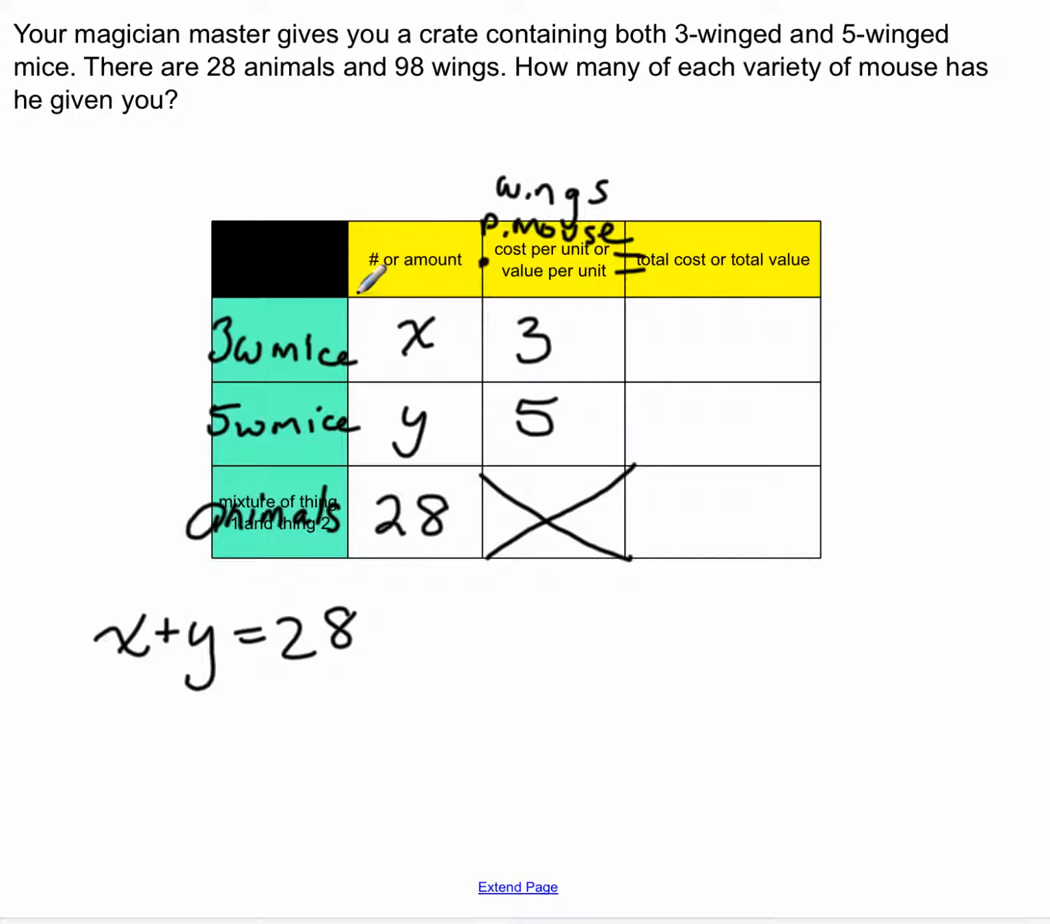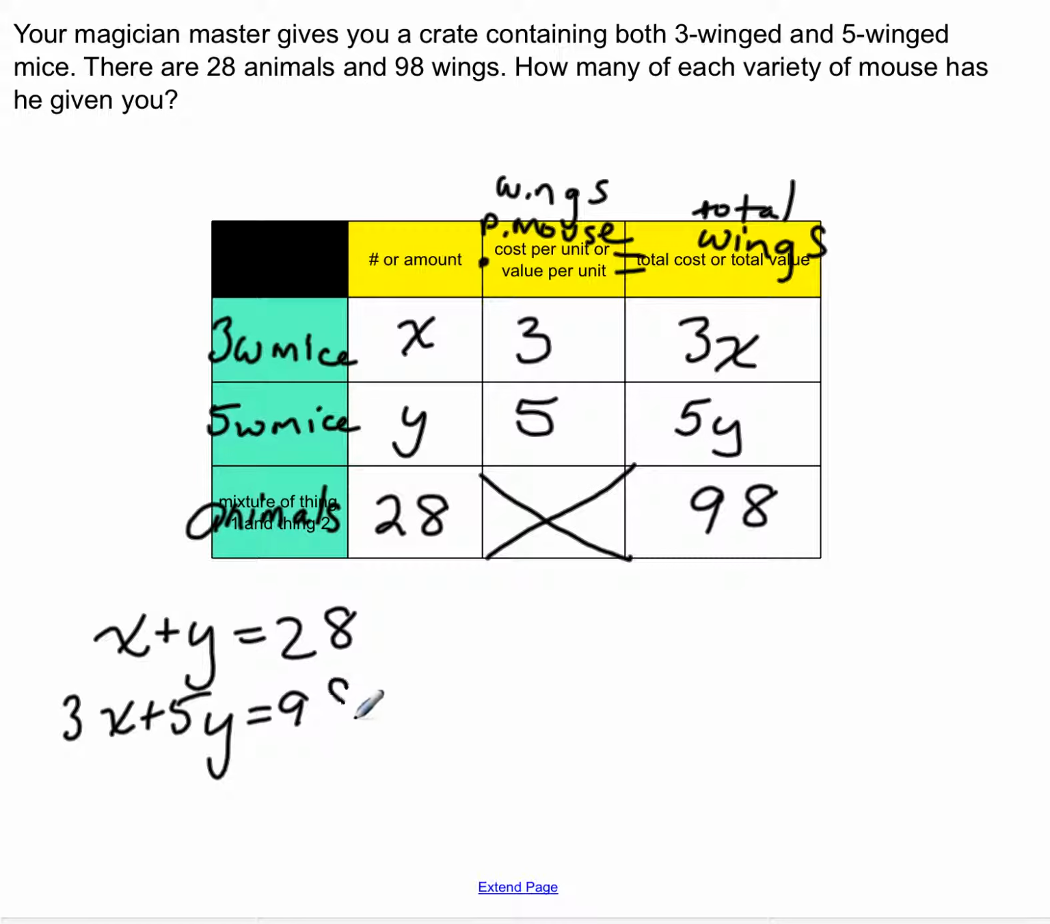Okay, now I'm going to use the equation. I'm going to multiply this column times this column, and I'm going to get 3x, this column times this column, and I'm going to get 5y. And here, total cost or total value. Well, it's not going to be total cost or total value. It's going to be total wings. So the total wings of all my animals, it's right here. There are 28 animals and 98 wings. So there we go. So my other equation is going to be 3x plus 5y equals 98.